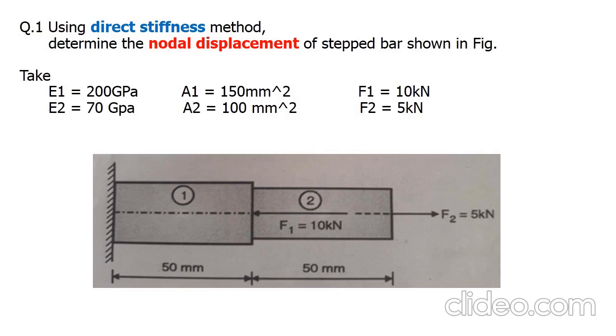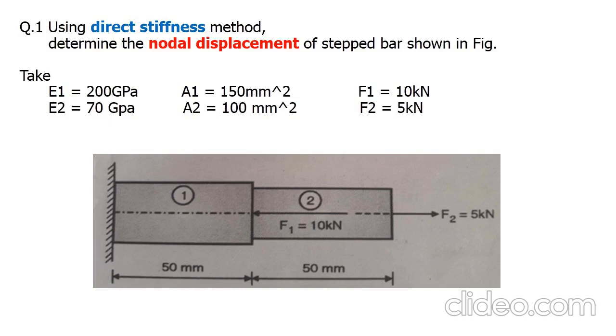Question: using the direct stiffness method, determine the nodal displacement of a step bar as shown in the figure. The figure is in front of you. In this question, we have considered a step bar. This step bar has two elements. The first element is indicated by 1, the second element is indicated by 2.